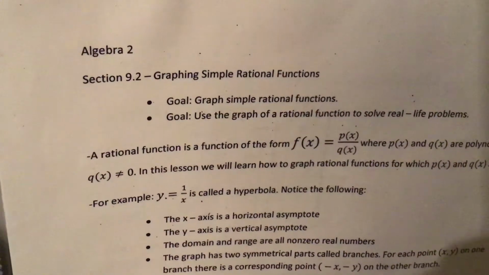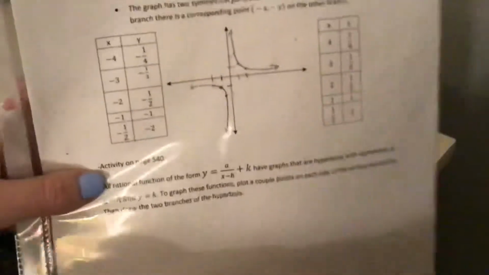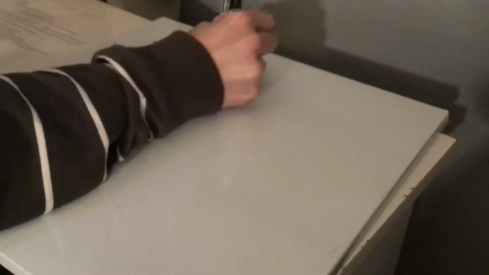Lesson 9.2. We are graphing simple rational functions. Remember all your notes, pictures of it are online if you want to print or write those out to have with you. A rational function is defined as f of x is equal to p of x over q of x. P and q are just going to be polynomial functions.